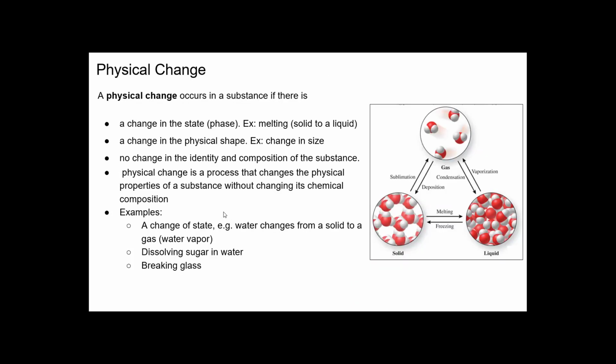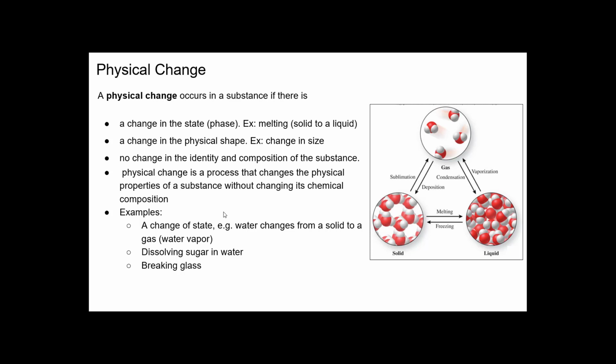So now we're going to look at different states of compounds and how they change. A physical change occurs in a substance if there is a change in state. This is an example of melting, which goes from a solid to a liquid. A change in the physical shape means a change in size, as an example, with no change in the identity and composition of the substance. So physical change is a process that changes the physical properties of a substance without changing its chemical composition.